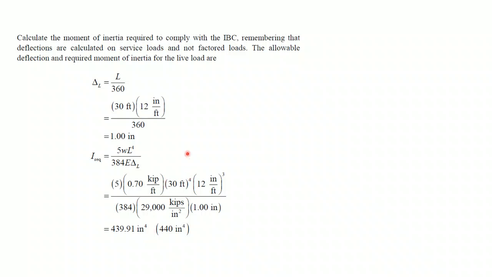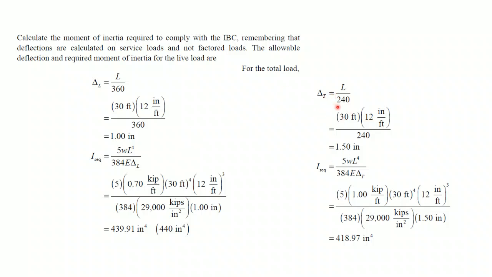We can also check the section property for total load. For total load, the deflection criteria is L over 240, which gives us 1.5 inch. When we use this formula, we get a moment of inertia of around 420 inch to the power 4. But here the larger section governs. So out of these two deflection criteria, the live load deflection, with moment of inertia of 440 inch to the power 4, will govern. So we need a section that has or exceeds this value.